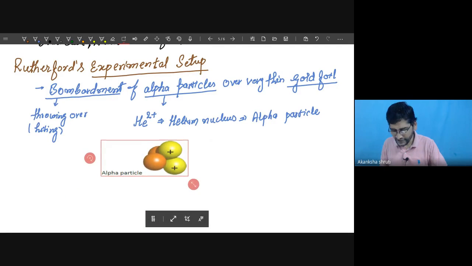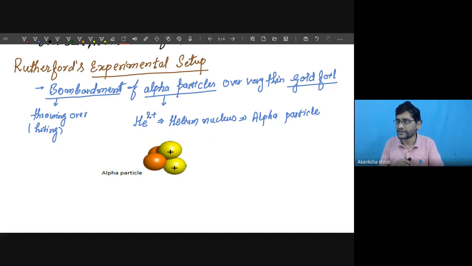This is a representation of an alpha particle, where the yellow ball represents a proton and the red ball represents a neutron, and collectively they are present at the center of an atom. That center of the atom is called the nucleus.